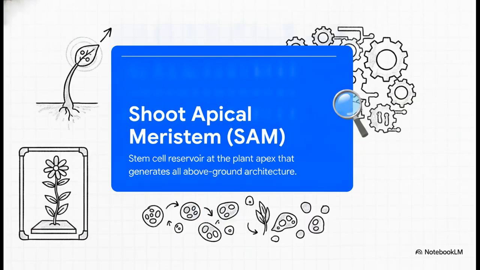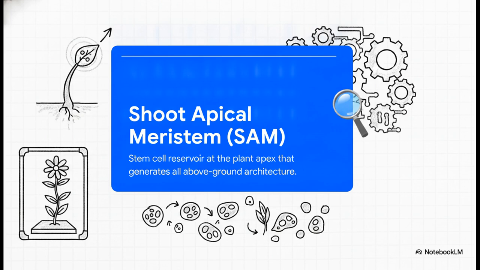So, let's meet the protagonist of our story, the shoot apical meristem, or the SAM for short. You can think of the SAM as this microscopic stem cell reservoir. It's essentially the plant's built-in 3D printer. Located at the very apex, or the growing tip of the shoot, it holds a population of stem cells that generate literally all of the plant's above-ground architecture.